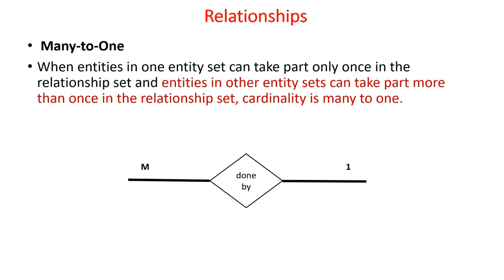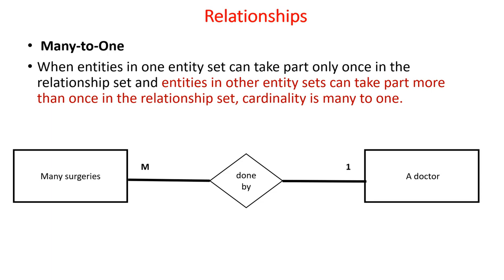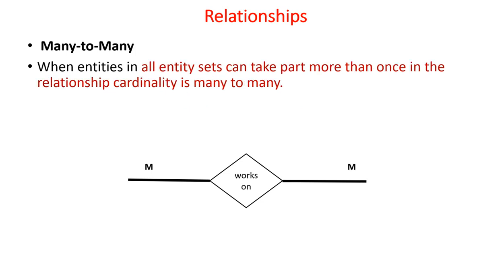Same like that, many to one. So from many, you have many entities, and from one, you have just one entity which is associated with the many entities. For example, many surgeries done by one doctor. Yes, a doctor can perform many surgeries. So many to one. And the last is many to many.